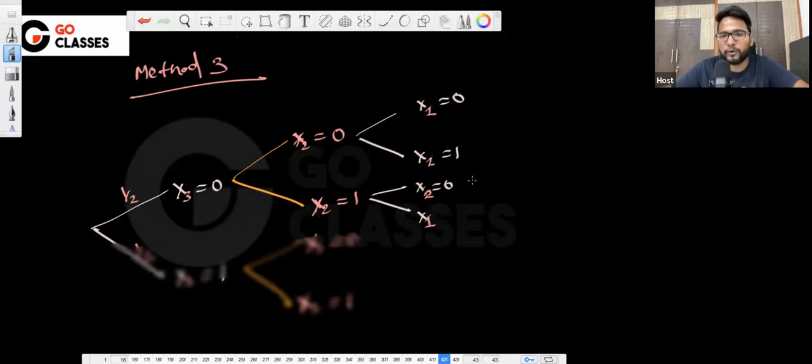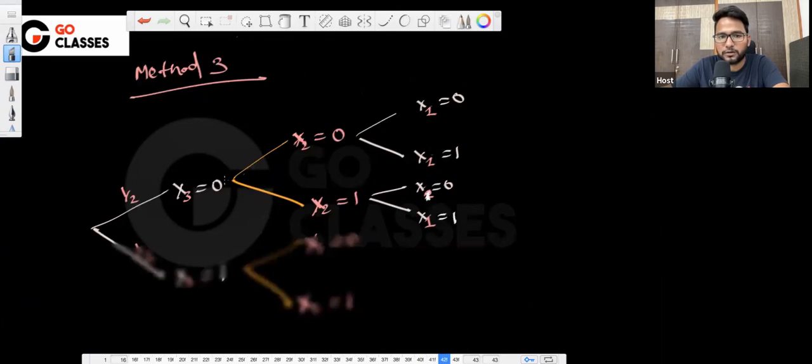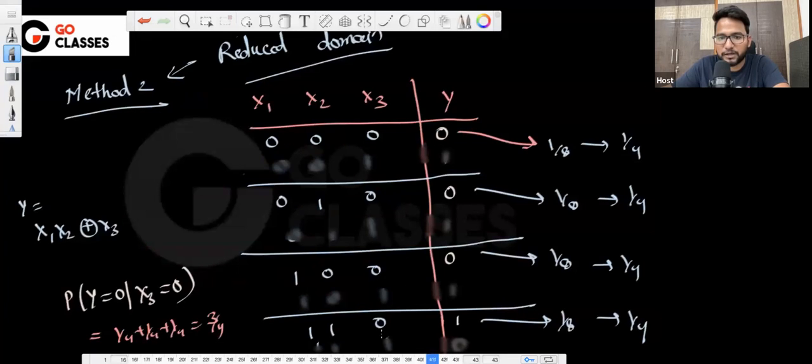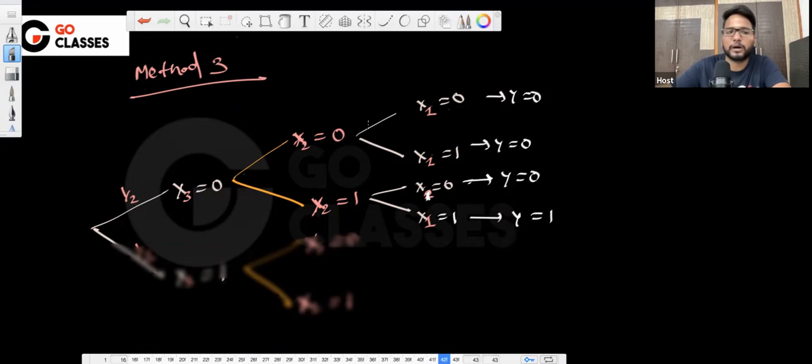So y is 0 whenever, this is x1, right? x1 is 1. Whenever... I think it is only in one case, when x1 and x2 are both 1. In that case only, right? x1 and x2 both are 1, in that case y is 1. Otherwise in this case y is 0. In this case y is 0. In this case also y is 0. Now tell me, what are the probabilities here?